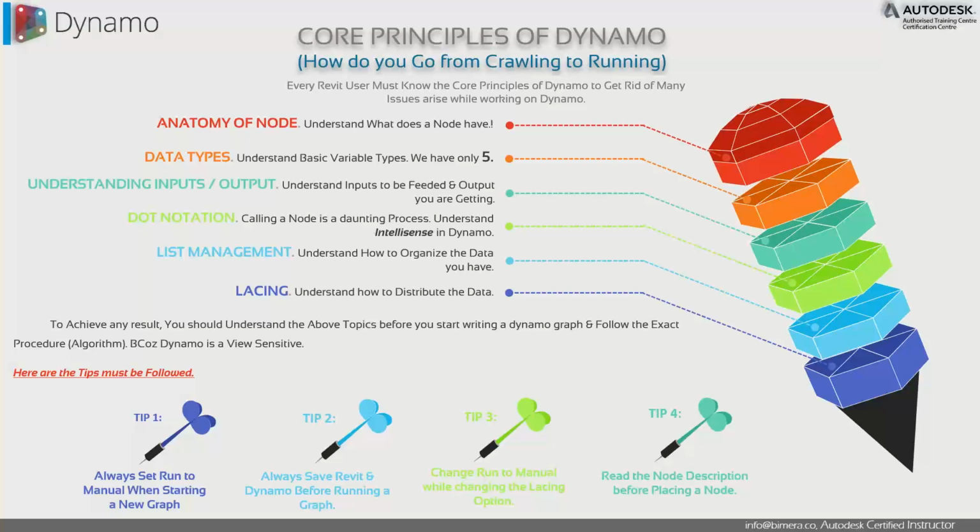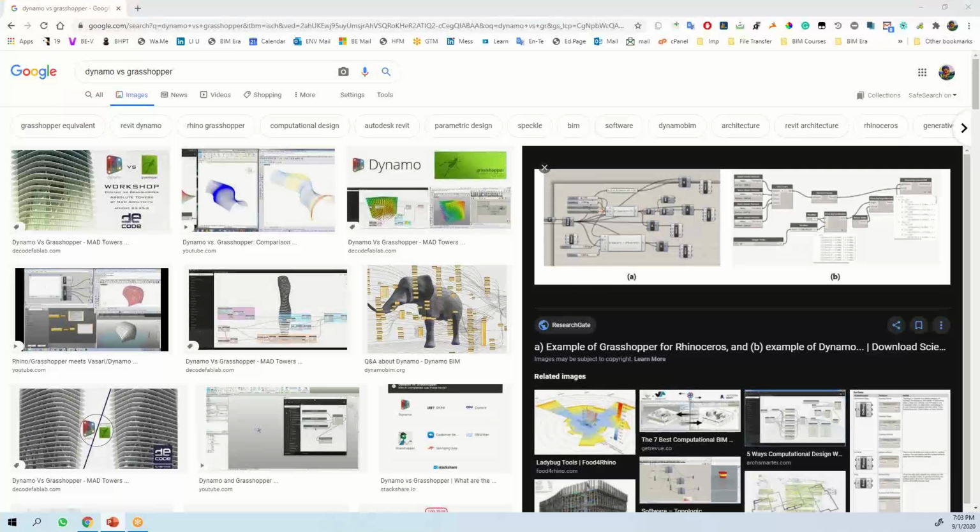So, data types. Like I mentioned, we have only 5, but there are a lot more than that. Most of the time, if you want to be a master in Dynamo, you have to know 5. One is the integer. Integer means a number. Int64, int32, it will show you like that. Let me open Revit, I haven't opened it yet, and I'll show you what those data types are.